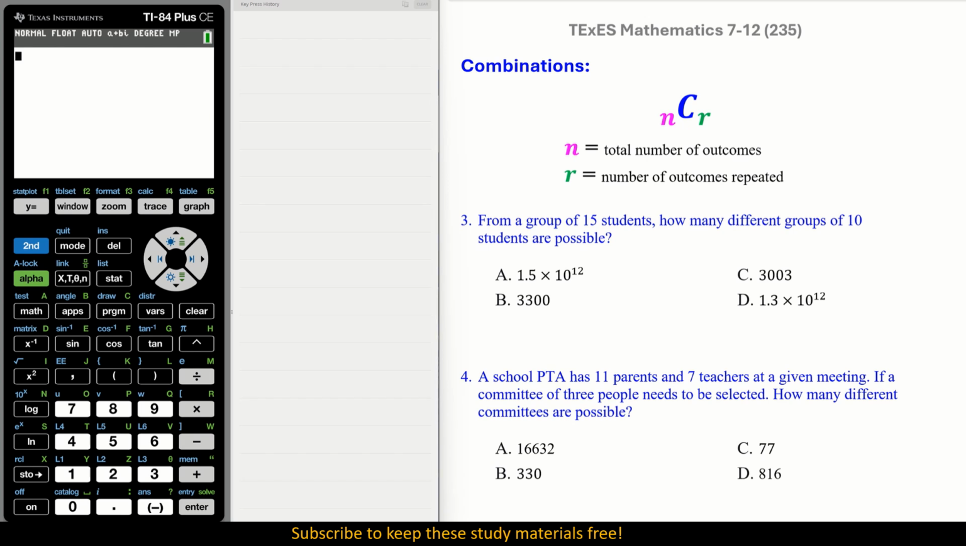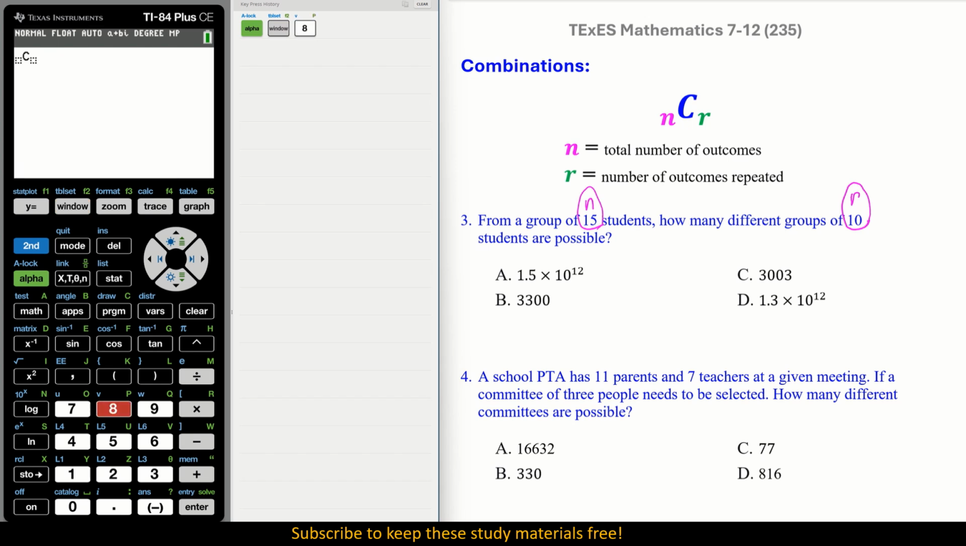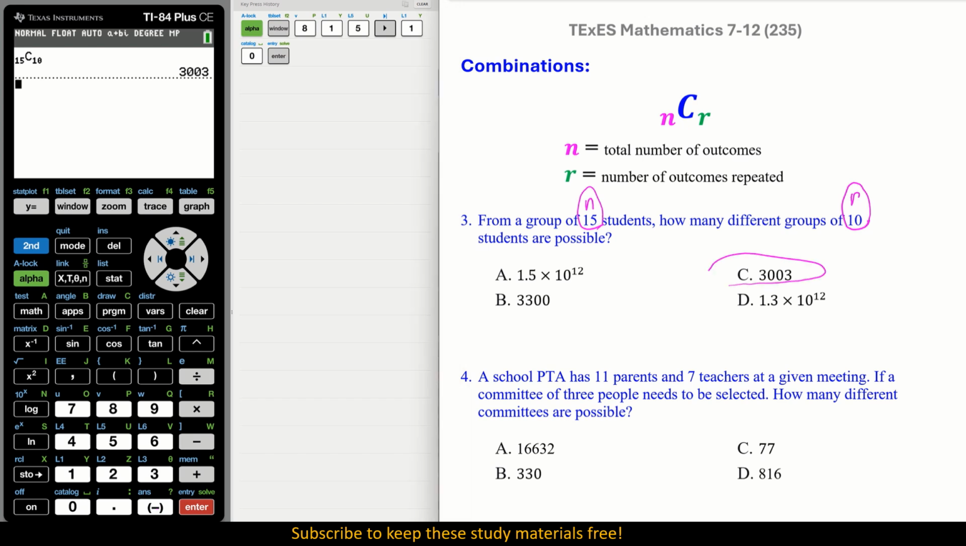So we need to identify our N and our R. Of course, N is equal to 15 and R is equal to 10. So let's use our calculator to quickly get this value. We have alpha window, and we need combinations because the order doesn't matter. So that's number 8. Just simply type in 15, arrow over, type in 10 and enter, and there's our value. Be careful with those threes. That's option C.